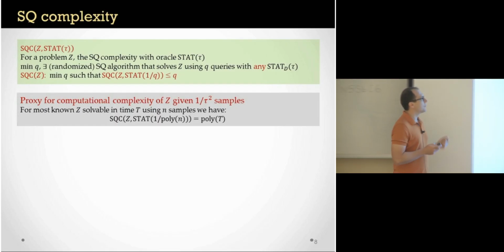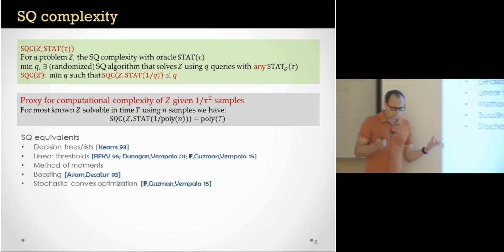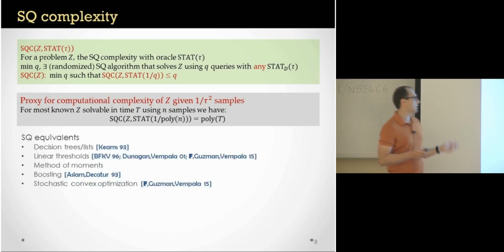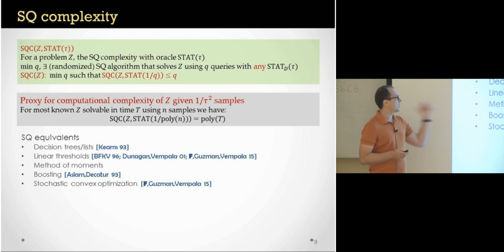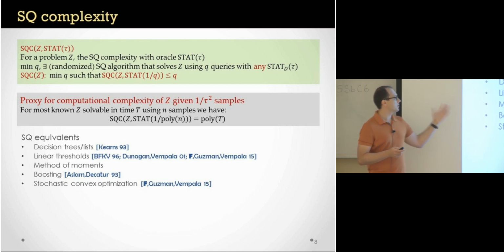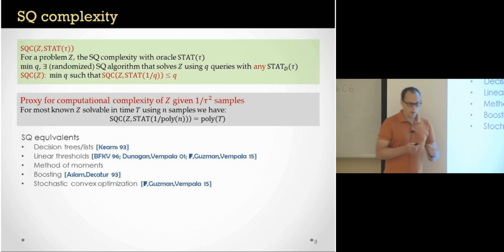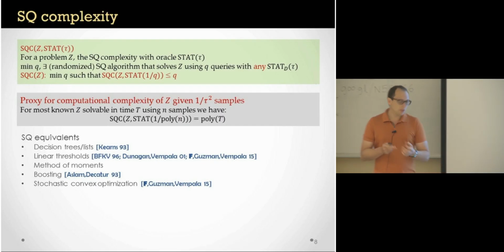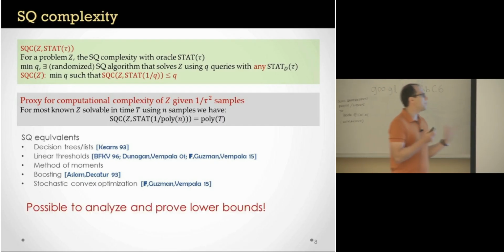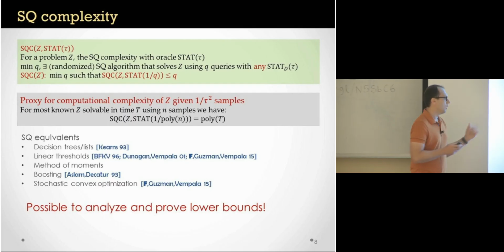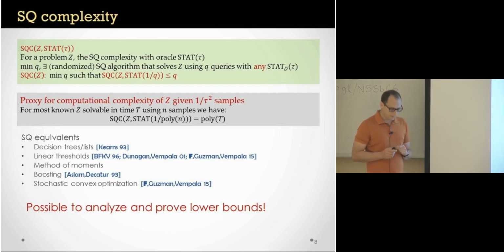And this basically comes from the fact that many of the known very powerful techniques, such as stochastic convex optimization, various linear threshold algorithms, decision trees, method of moments, and boosting, are all implementable in this model. But on top of this, as I mentioned, it is possible to analyze and prove lower bounds in this model.